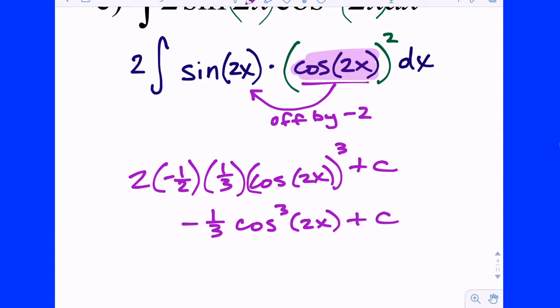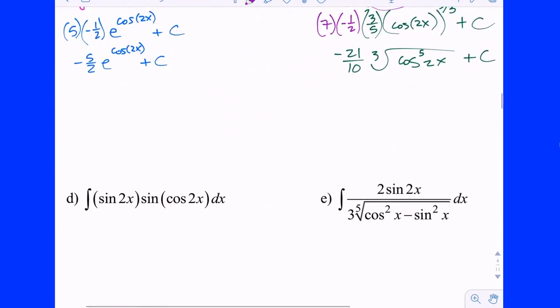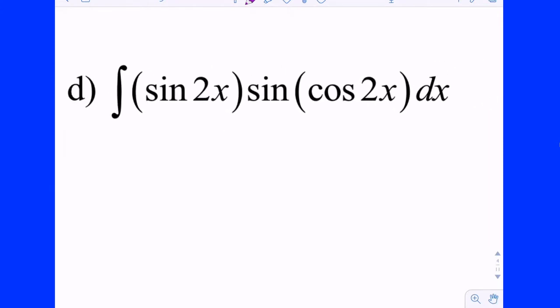Okay, this one here again, I brought the 2 out front, sine of 2x. I rewrote the cosine squared in the condensed format to this. And now the cosine is the inside function. Again, we're off by a -2. 2 goes for the ride, -1/2 correction. And now it's a power rule again, but this time we generate a 1/3 blob cube, bring it down. So, getting the hang of it, starting to see the patterns. A, B, C, D. Here's D.